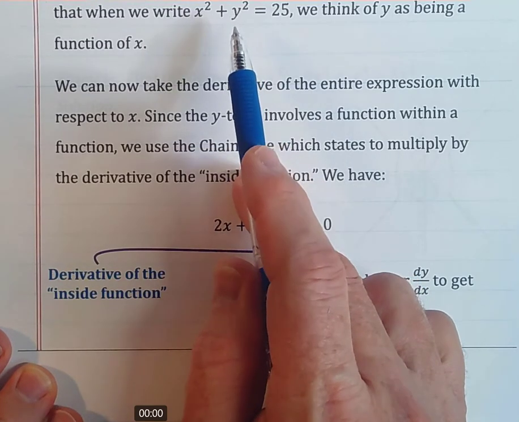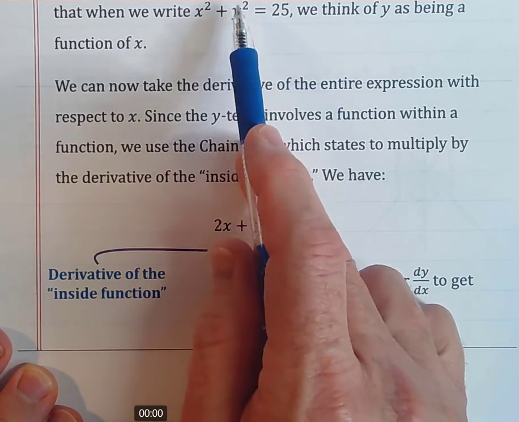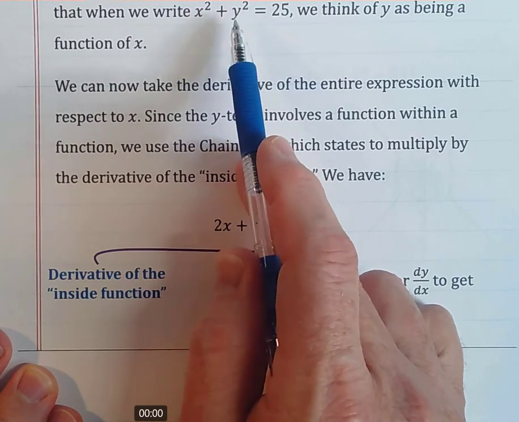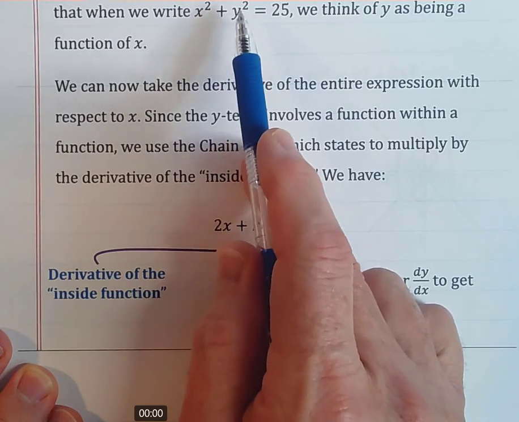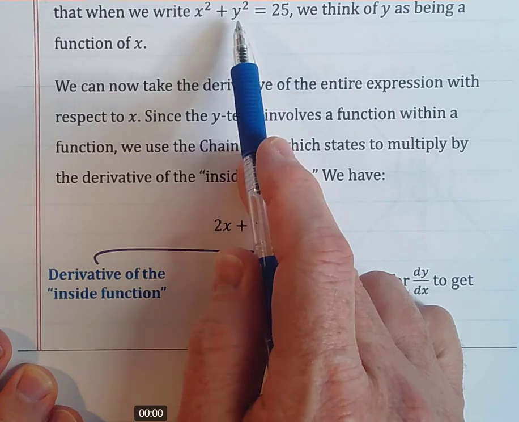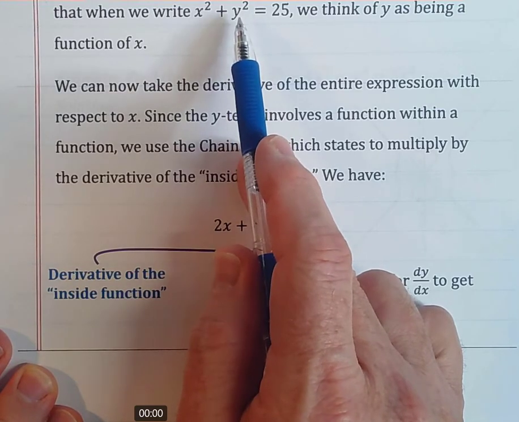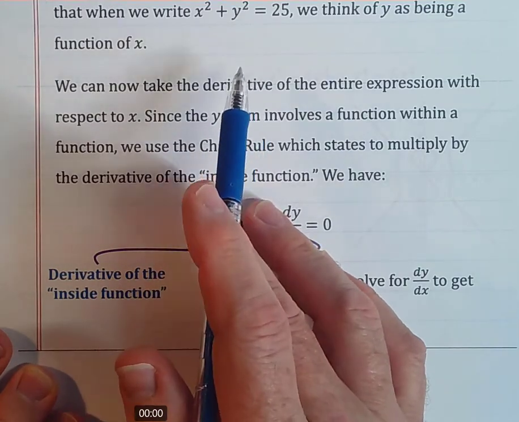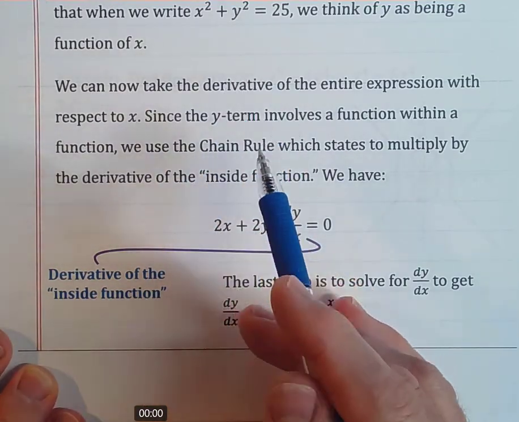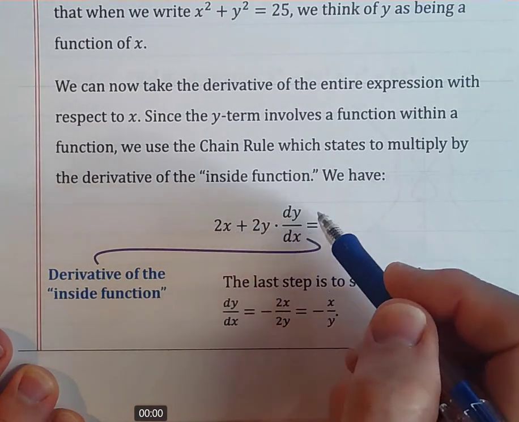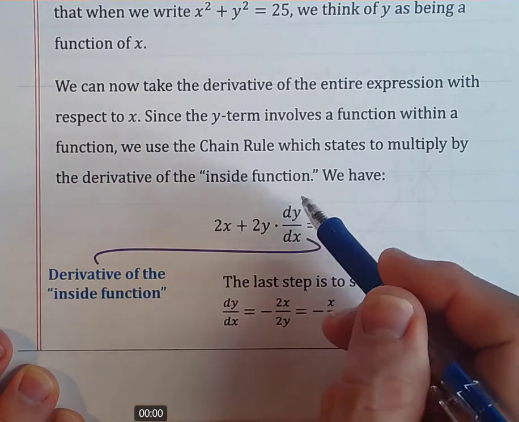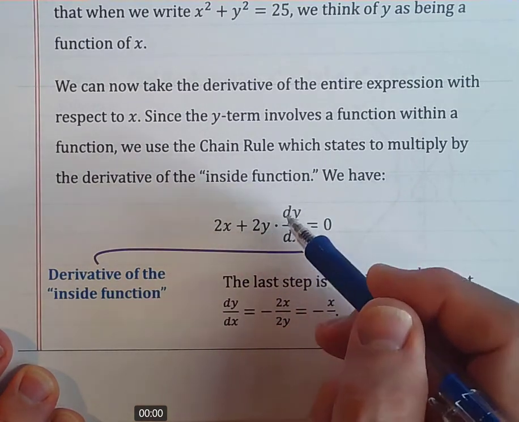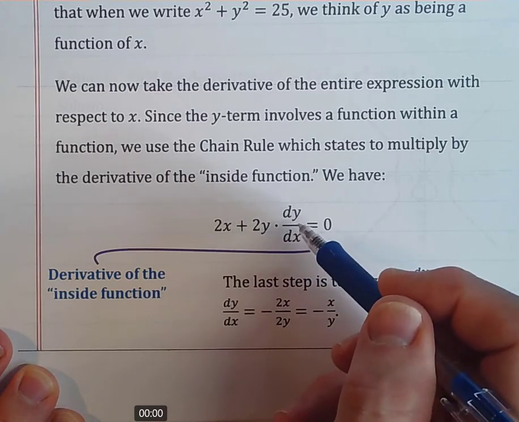Well, now let's think about that for a second. We got some function of x in here. Y is some function of x. We don't know what it is, but we're thinking of it as a function of x. And that's the inside function. And we're going to multiply down here. The chain rule says we're going to multiply by the derivative of that. Well, we're just going to represent that by dy dx. That's just going to be our dy dx. Or if you want to use the y prime notation, that's fine too.